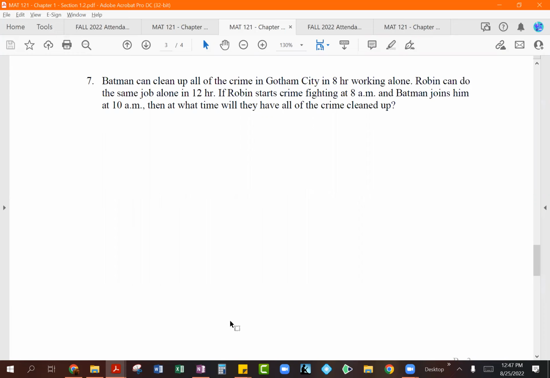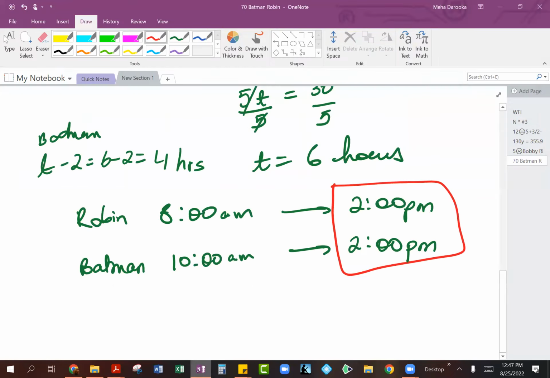So be mindful again of what the question is. They didn't ask you how many hours it's going to take them, so 6 hours would not be the right answer. They want to know specifically what time. Just those little tiny things will make a difference. Any question on the work problem? Okay.